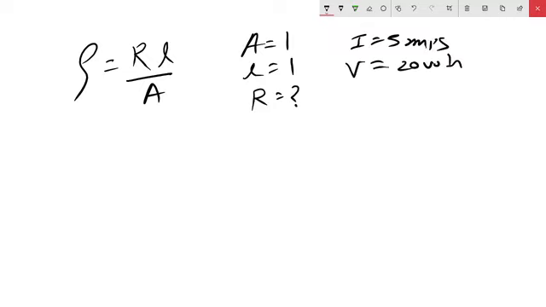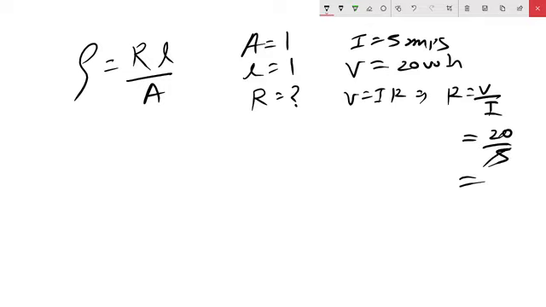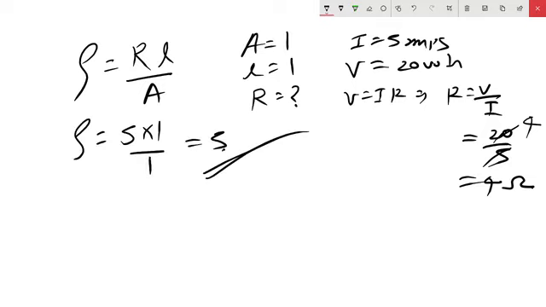So already they given area 1, unit area, length 1. R they have not given, but they have given current I is equal to 5 amps and voltage is equal to 20 volt. So as per Ohm's law, V is equal to IR. So R is equal to V by I. So V by I, 20 by 5, this will give 4 ohms. Now if you put here, rho is equal to R into L by A, which is the value. So that will be the answer.